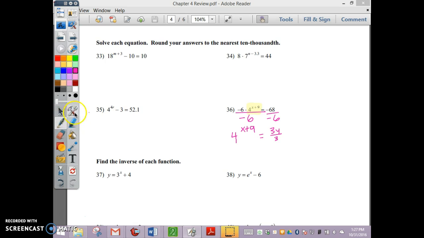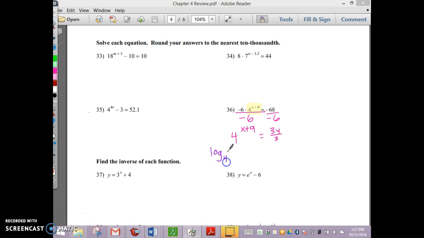Then I want to get rid of my base of 4. So I'm going to log base 4 both sides. Log 4 is going to cancel, and I'm left with x plus 9 equals whatever the log base 4 of 34/3 is. Obviously 1.75125. Just kidding, not obvious. Getting x by itself by subtraction, I get negative 7.24875.